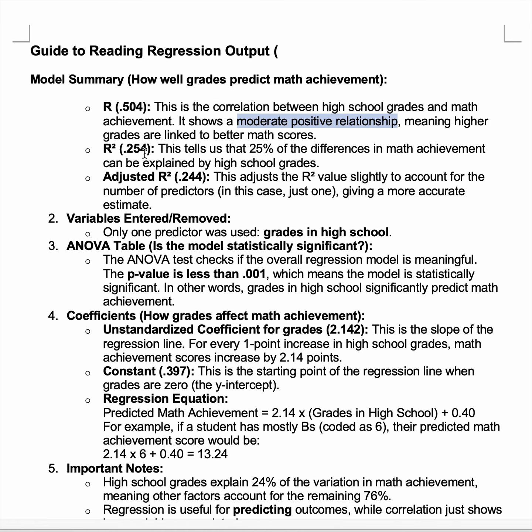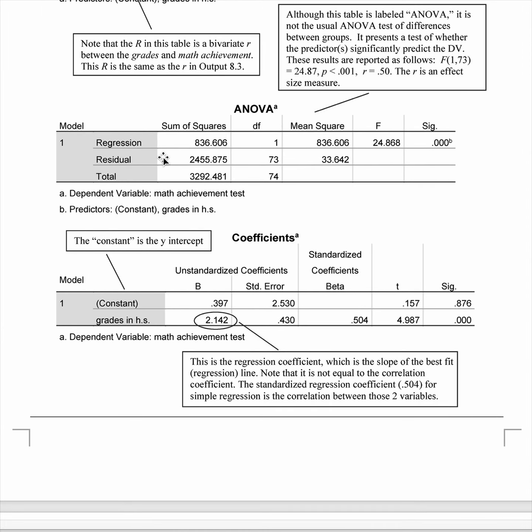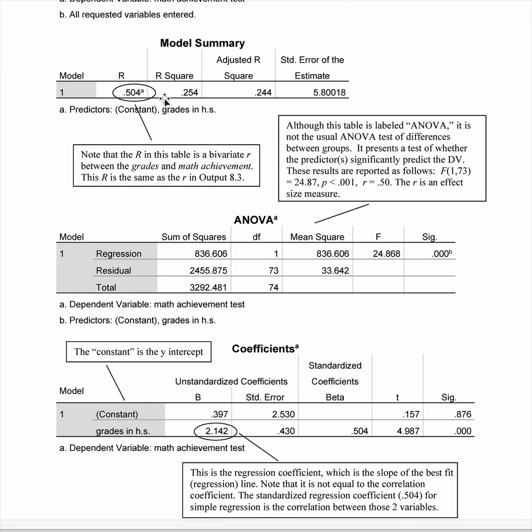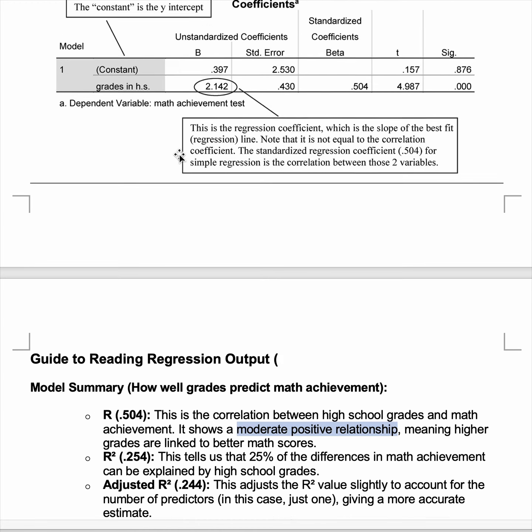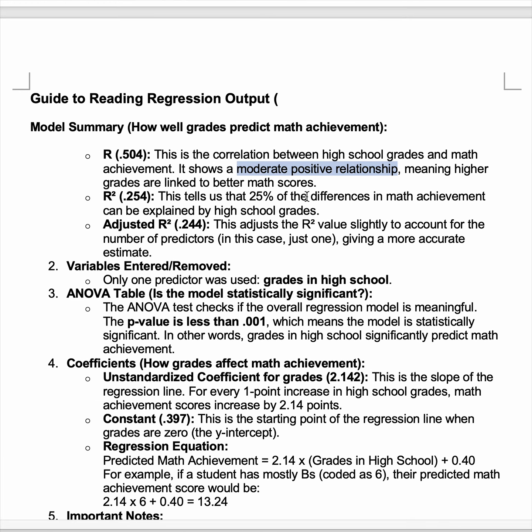Then I have my R squared value, which is up here right next to it. This means that 25.4% of the differences in math achievement are explained by the high school grades. So this R squared figure tells us the percent of the variable that is explained by the predicting variable. Then I have my adjusted R squared, which basically just accounts for the number of predictors and can give a slightly more precise answer.